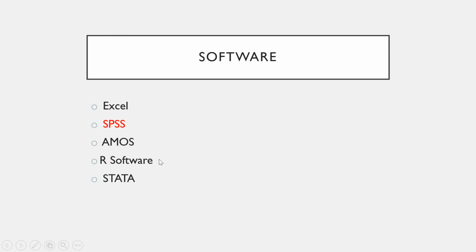We also have R software. R software is free software, freely available, you can download. But what is the difference between SPSS and R software? SPSS, you need to buy a package. It's quite simple, user friendly. You can do data entry. Whereas R software is free, but is not really user friendly compared to SPSS.